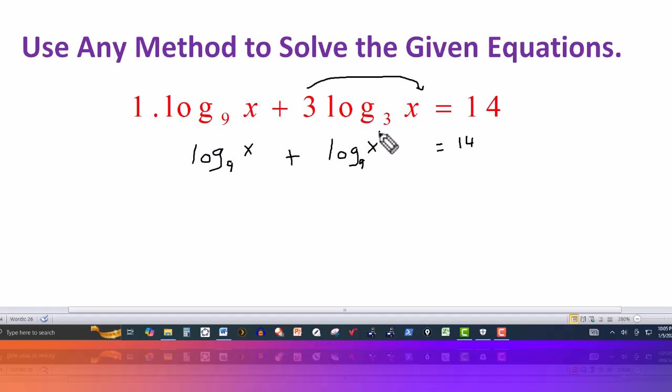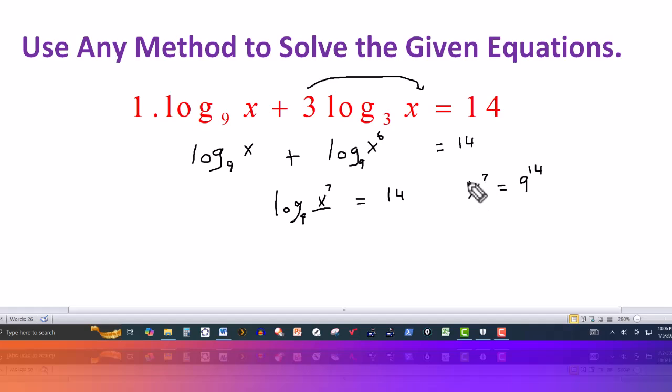This becomes a 6, and then I'm adding 2 logs, so that means I can transform this into a product. It becomes again base 9 here, and then x times x to the 6 gives me x to the 7th, equal to 14. So now I have one single log, in logarithmic form. I'm going to write it in exponential form using the definition of log. This right here, x to the 7th, should equal the base 9 taken to the 14th power.